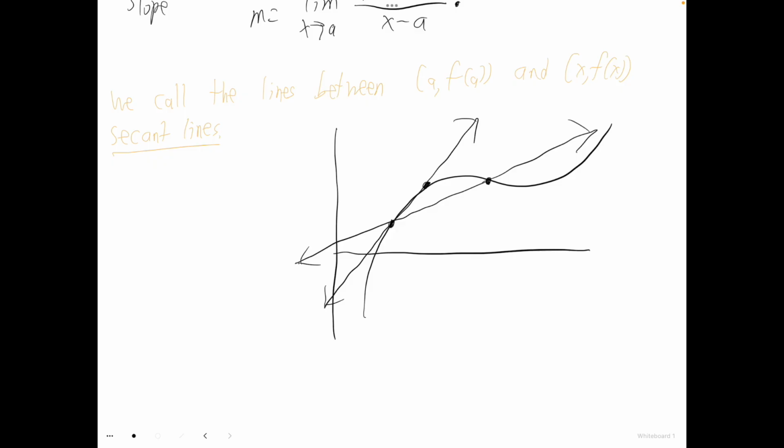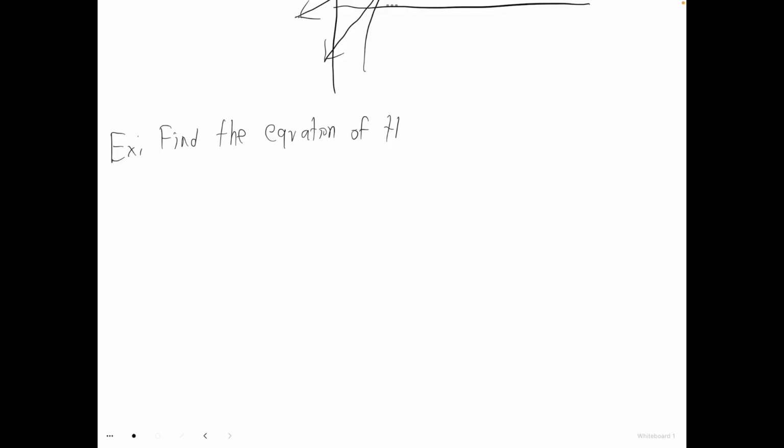So let's do an example of actually finding the tangent line. What we want to do is find the equation of the tangent line to the parabola y equals x squared at the point 1, 1.